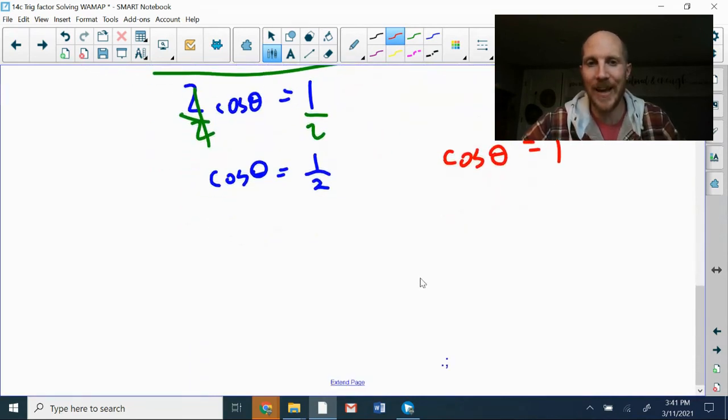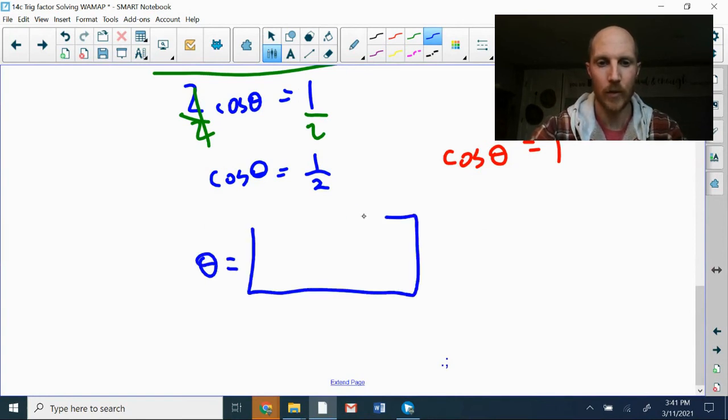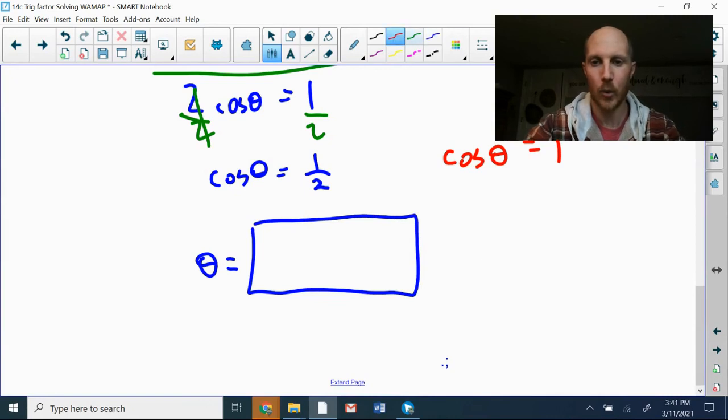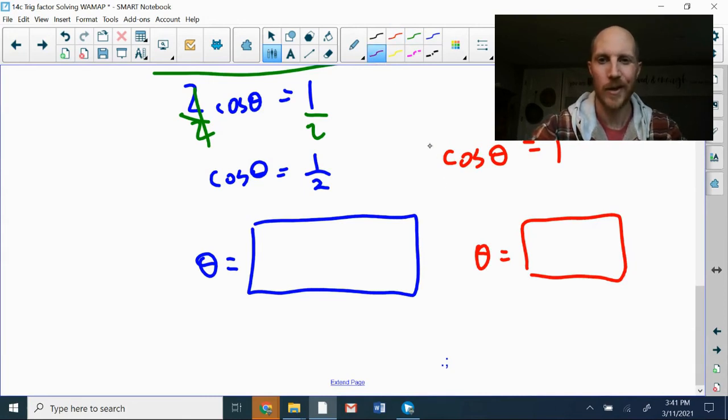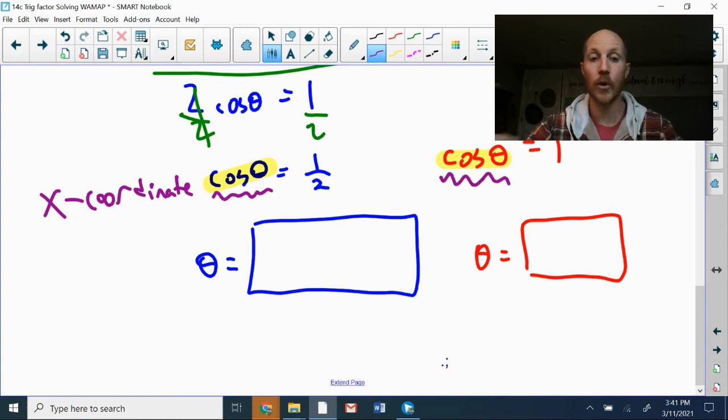All right, step 5. Last step. We're going to go to the unit circle and find what values of theta would give me that coordinate. What coordinate? Well, cosine of theta is the trig function that shows up in both the red and the blue parts, and cosine of theta refers to the x coordinate. So we're going to look on the unit circle for points that give us an x coordinate of positive 1/2, that's for the blue one, and positive 1 for the red one.